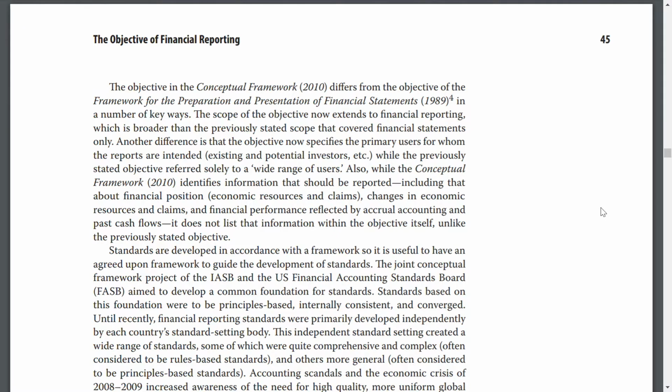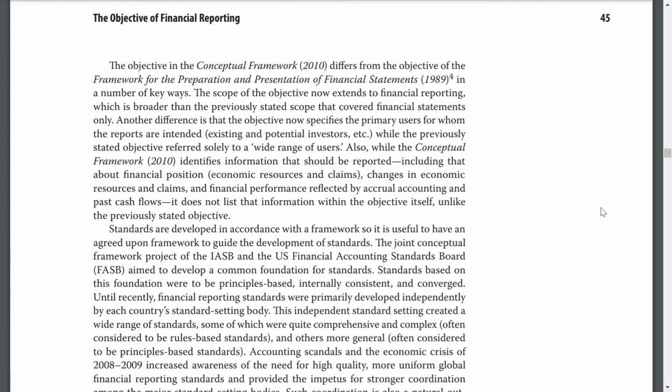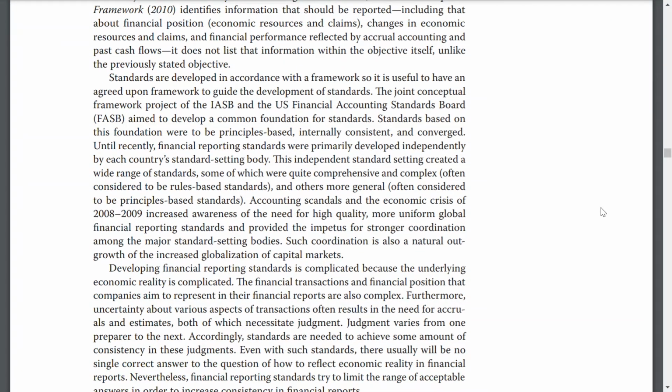Standards develop in accordance with the framework, so it is useful to have an agreed upon framework to guide the development of standards. The joint conceptual framework project of the IASB and the U.S. Financial Accounting Standards Board aimed to develop common foundations for standards. Based on these foundations, standards were to be principle based, internally consistent, and converged. Until recently, financial reporting standards were primarily developed independently by each country's standard-setting body.